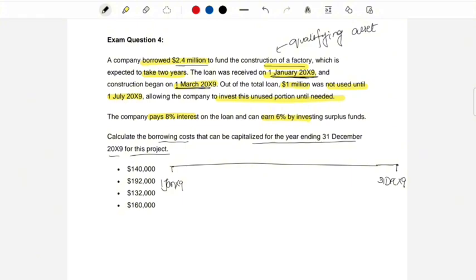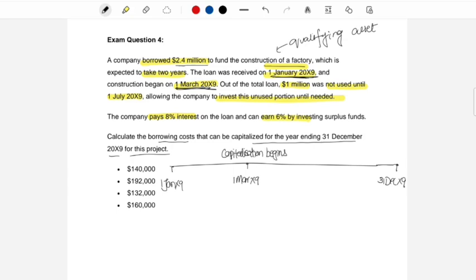So, the capitalization must start when the activities necessary to construct the asset incur, expenditure on the asset begins, and the borrowing cost begins to incur. Do you remember the three conditions? They must all be applied for the borrowing cost capitalization to begin. So the capitalization will start on 1st of March 2009. It's extremely important. So what I will do is I will write that the capitalization begins so that I can understand what to do. Okay.